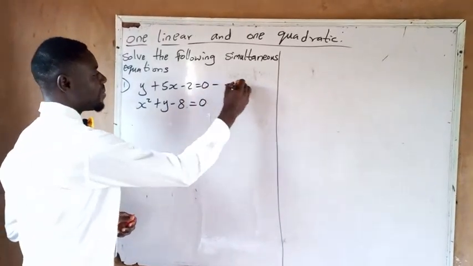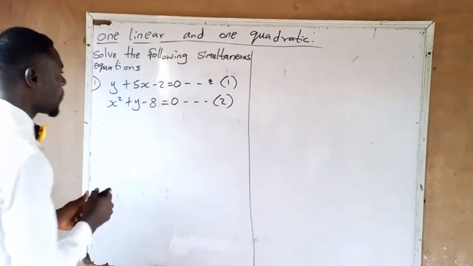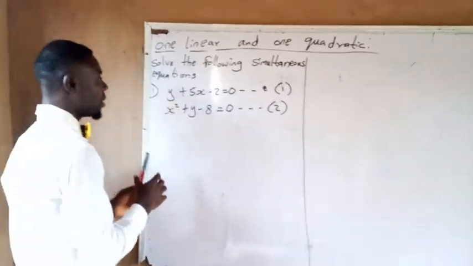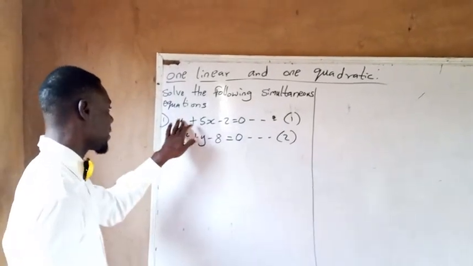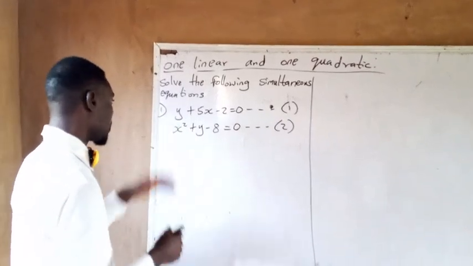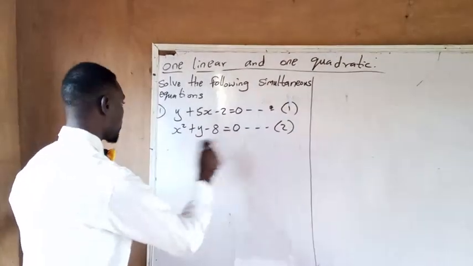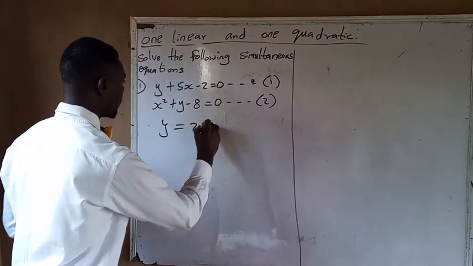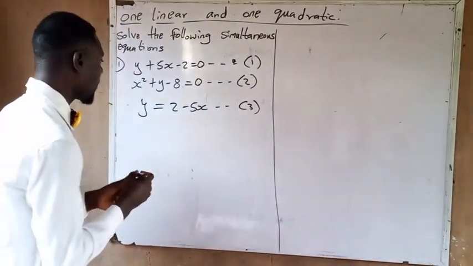At first we start by calling them equation 1 and equation 2. If you check very well, this equation 1 is so simple. So what you need to do is use the substitution method by substituting either your x or your y. But I decided to make y the subject of the formula to have equation 3. Something like this, we have y equals 2 minus 5x. This is equation 3.